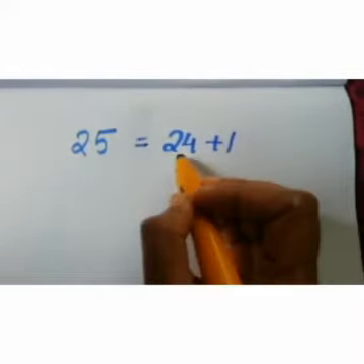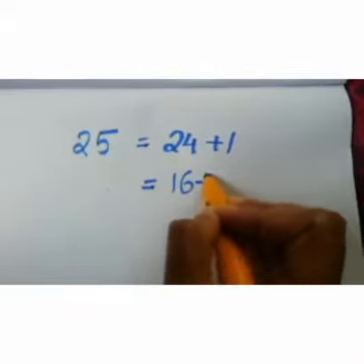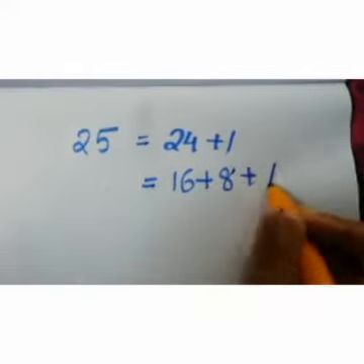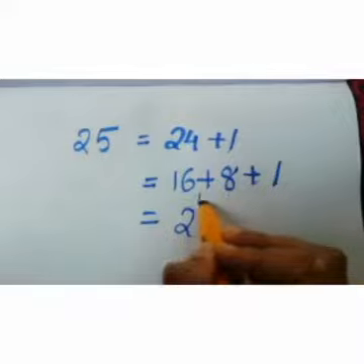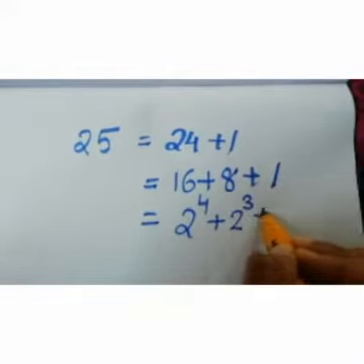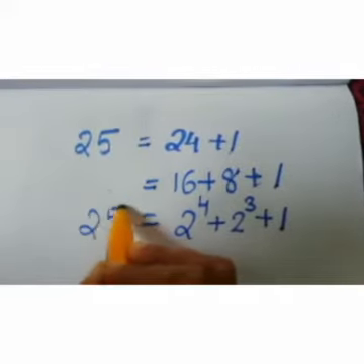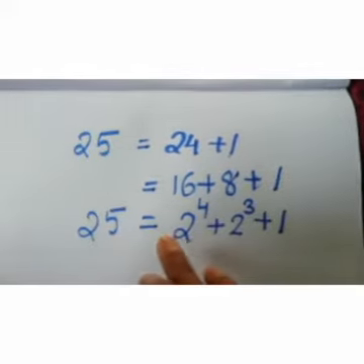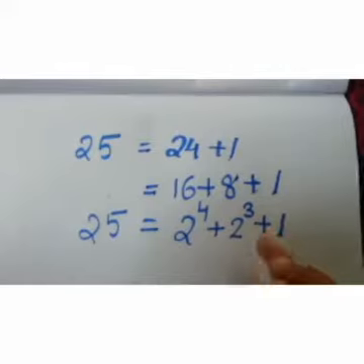Next, 24 can be expressed as 16 plus 8. Then the next term 1 also should be there, which is equal to 2 raised to 4 plus 2 raised to 3 plus 1. Now we can learn that we can express an odd number in terms of a sum of powers of 2 and 1.